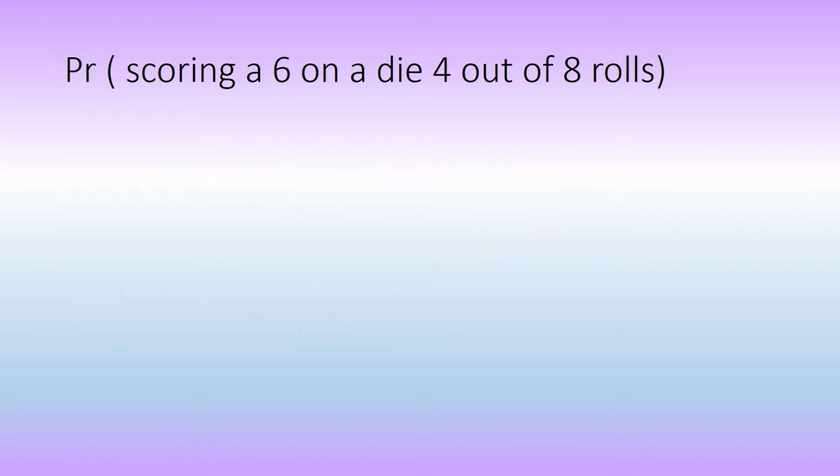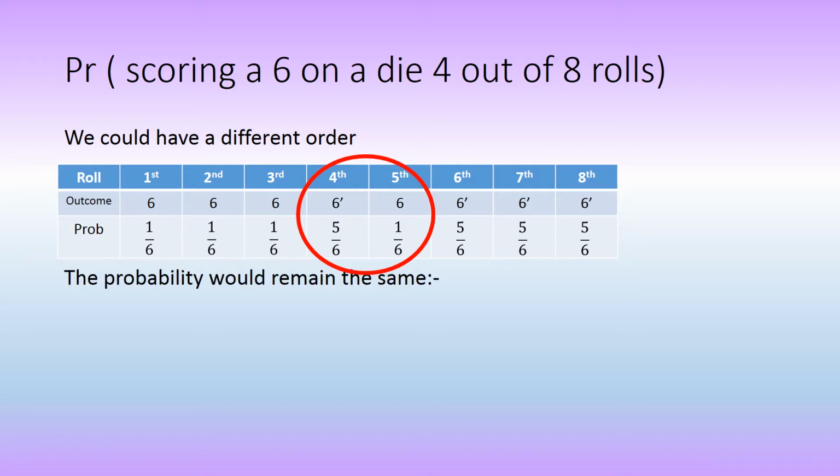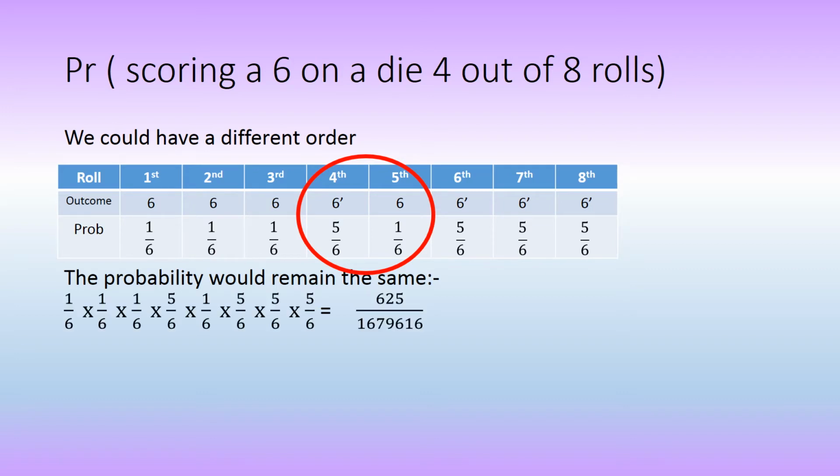So let's take that a little bit further. We could have actually had a different order of that as well, couldn't we? Here's this very similar table, but what you'll note is that I've reordered the 6s and the not 6s that I get on my die on different rolls. I just basically switched over the fourth roll and the fifth roll. So I could have had that order as well, and of course I've switched over the probabilities there too. So we could have had a slightly different order. Now in that different order, the probability would remain the same, of course.